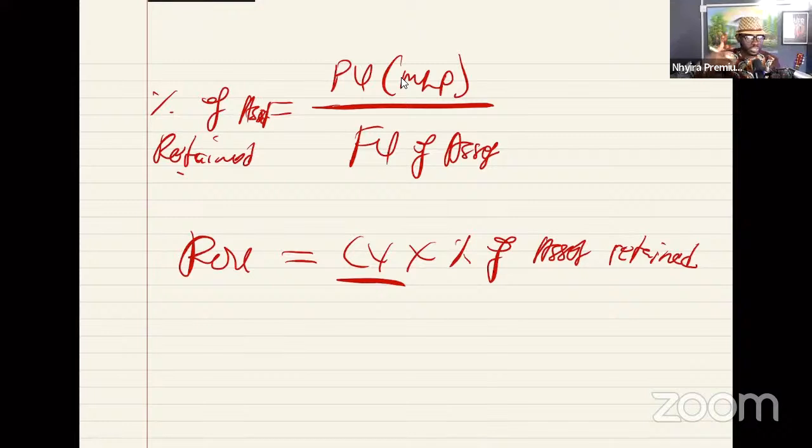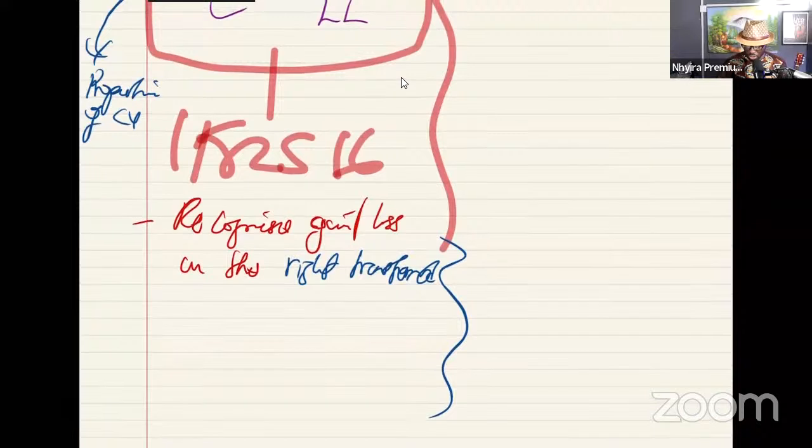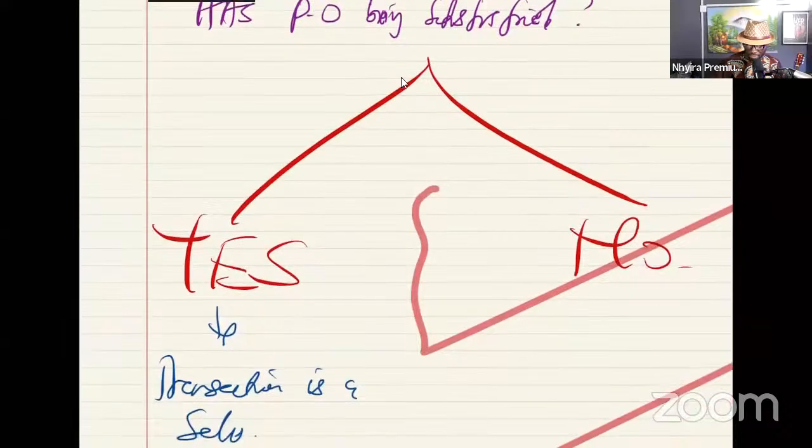To get the percentage of the asset that you have retained, it is the present value of the minimum lease payment divided by the fair value of the asset. Once you get the percentage of the asset you have retained, you will get the right transferred. And that right transferred is what you will calculate gain or loss on at the end of the day. So that is the issue when we talk about the performance obligation being satisfied.